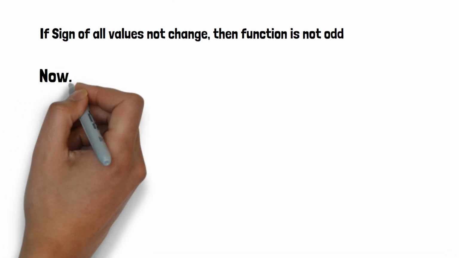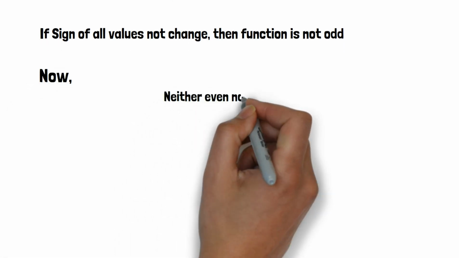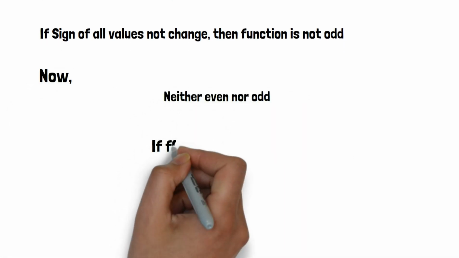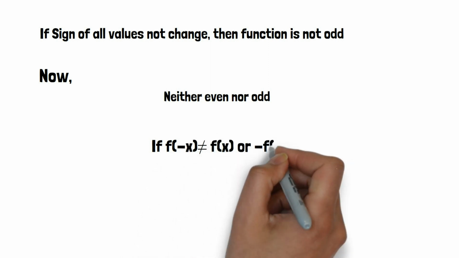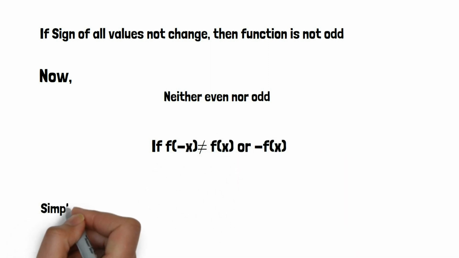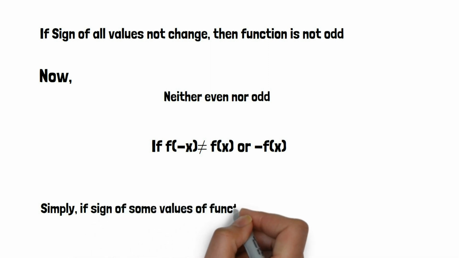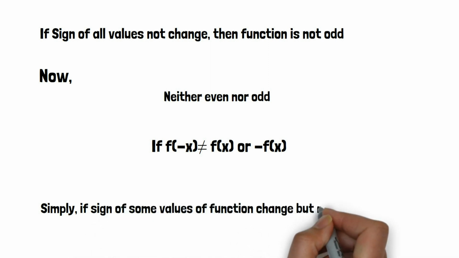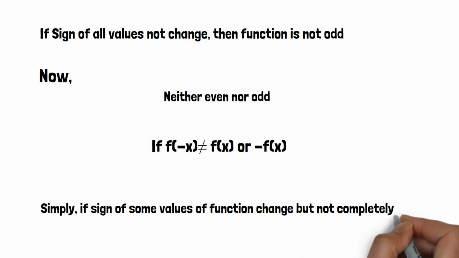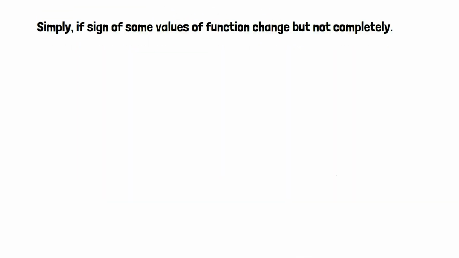Now a function is neither even nor odd if f of negative x is not equal to f of x or negative f of x. It means if we change the sign of x, then the sign of some values of the function will change but not completely. Then it's neither even nor odd.